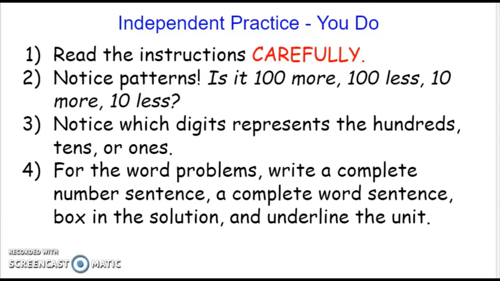As you get ready to move into independent practice and your exit ticket, please keep these 4 things in mind. Number 1, read the instructions carefully. I cannot tell you this enough. Please read the instructions carefully. Number 2, notice patterns. Is it 100 more, 100 less, 10 more, or 10 less? Number 3, notice which digits represent the hundreds, the tens, or the ones. And lastly, for the word problems, write a complete number sentence, a complete word sentence, box in the solution, and underline your unit. These are really important things to do when you work in a word problem.